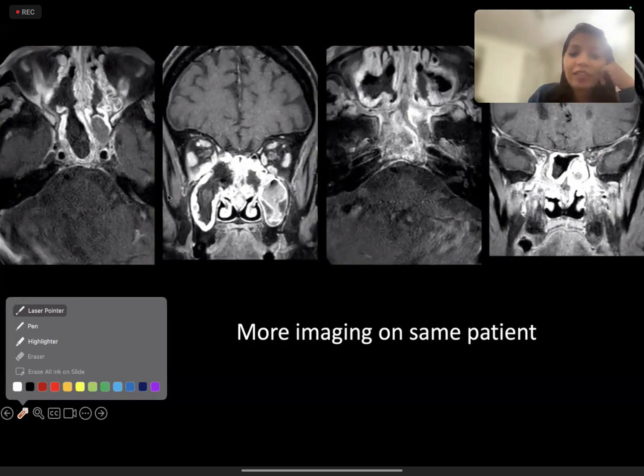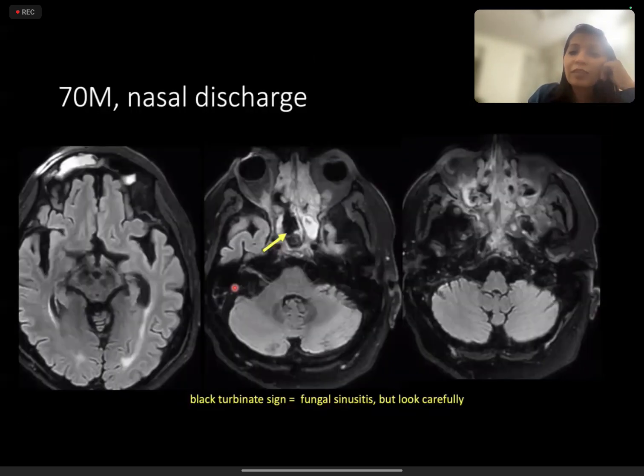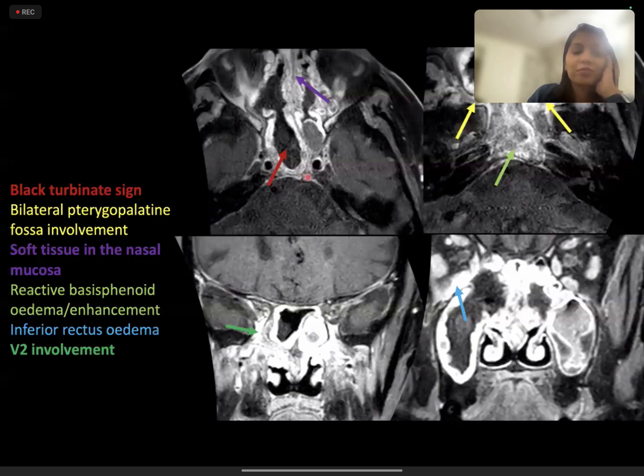So what we have here, moving this up, there's a black turbinate sign, which most of you could very nicely appreciate. So black turbinate sign, which means there is central necrosis, a lack of enhancement of the sinus mucosa because of necrosis, and there's rim enhancement. There's also soft tissue enhancement of the nasal mucosa.